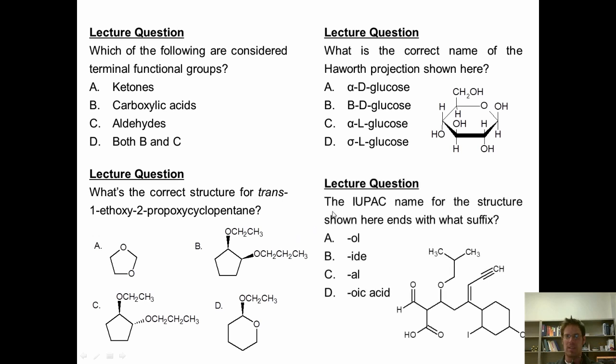And our last question, the IUPAC name for the structure shown here ends with what suffix? I should pause here and look at this molecule. It's pretty hairy. It's got lots of functional groups here. But the way we answer this question is by finding which of these functional groups has the highest priority. You can consult the previous slide if you want to figure that out.